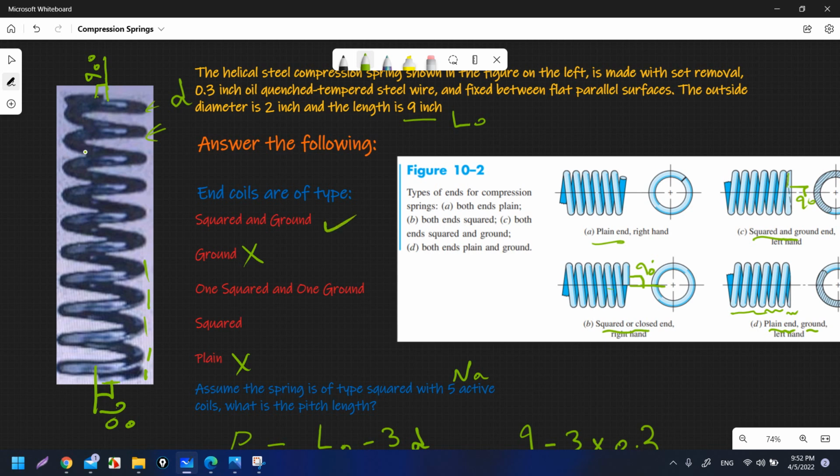You didn't find that this one is only squared and it is complete. It is thicker, or it has a bigger wire diameter. So both of them are ground and both of them are squared. So this is wrong, and also this is wrong because it didn't contain the ground. Okay, so those are the different types of the end coils.